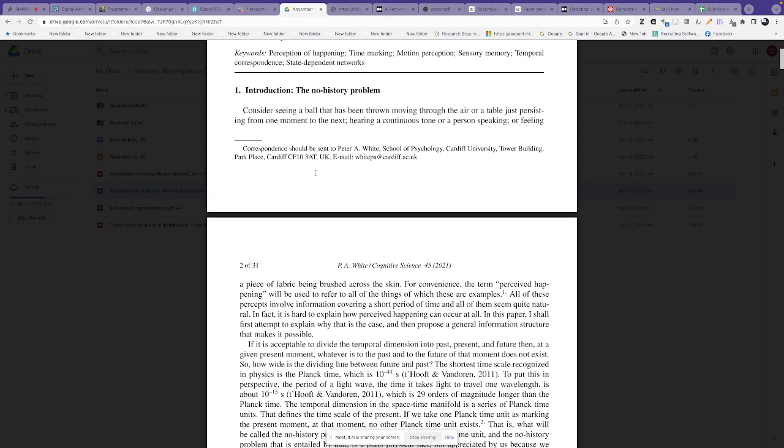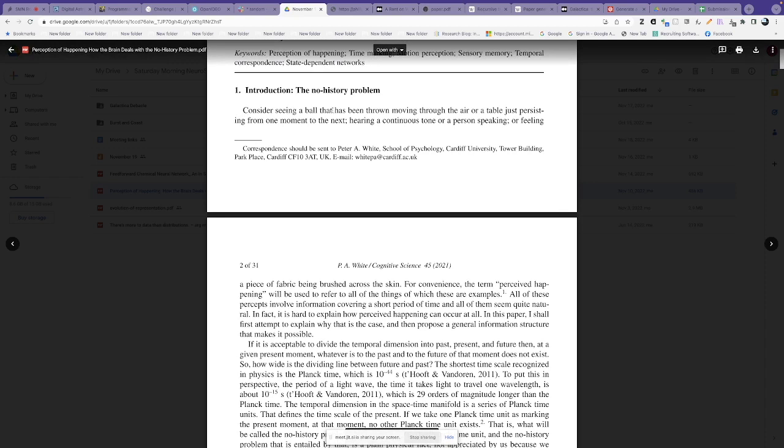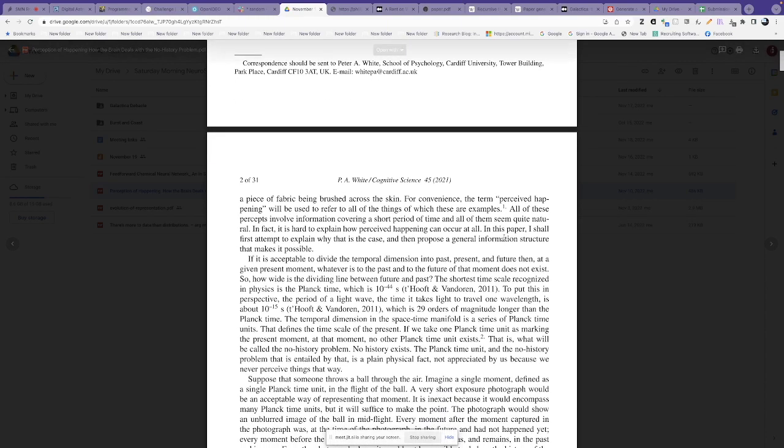So the no history problem is, consider seeing a ball that has been thrown moving through the air, or a table just persisting from one moment to the next. Hearing a continuous tone or a person speaking, or feeling a piece of fabric being brushed across the skin. For convenience, the term perceived happening will be used to refer to all things of which these are examples.